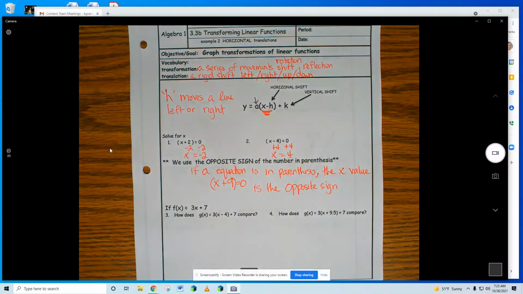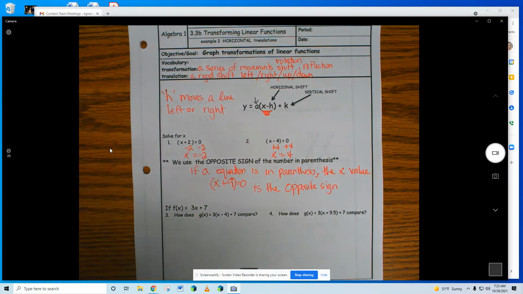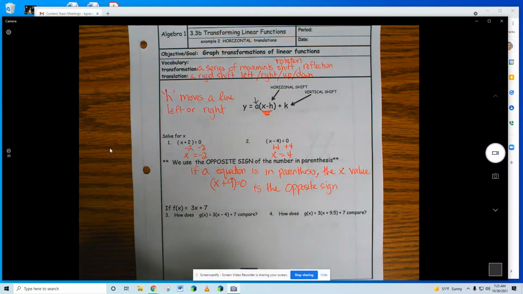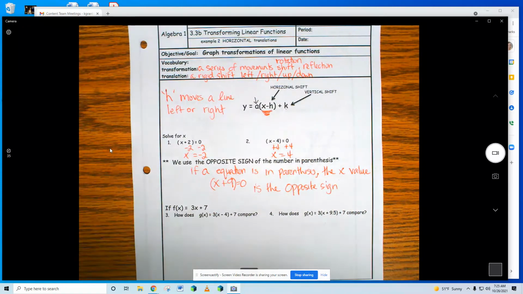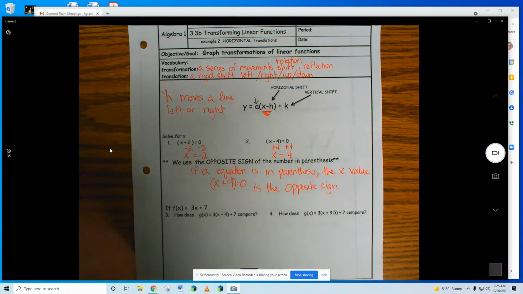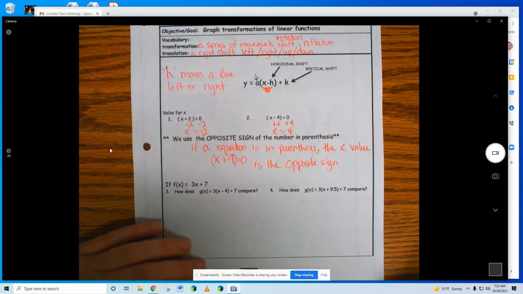So we're going to focus on parentheses. Now this is just going to be a really easy equation. I'm not talking that we're going to have like 3x minus 9 plus 2 in parentheses. No. We're just doing really simple x minus something in parentheses or x plus something in parentheses. So we're going to use the opposite sign of the number in parentheses.